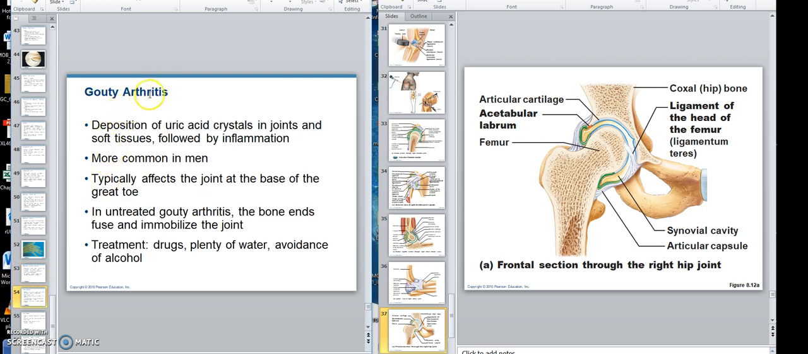This is gouty arthritis. Gout is where you have too many uric acid crystals. Uric acid is the breakdown of your nitrogenous bases in the joints, followed by inflammation. Many things can do it, more common in men. Even some medications like hydrochlorothiazide for blood pressure can do it. Okay? If untreated, the bone ends fuse and immobilize the joint. That's what we call ankylosis. Ankylosis is when joints fuse.